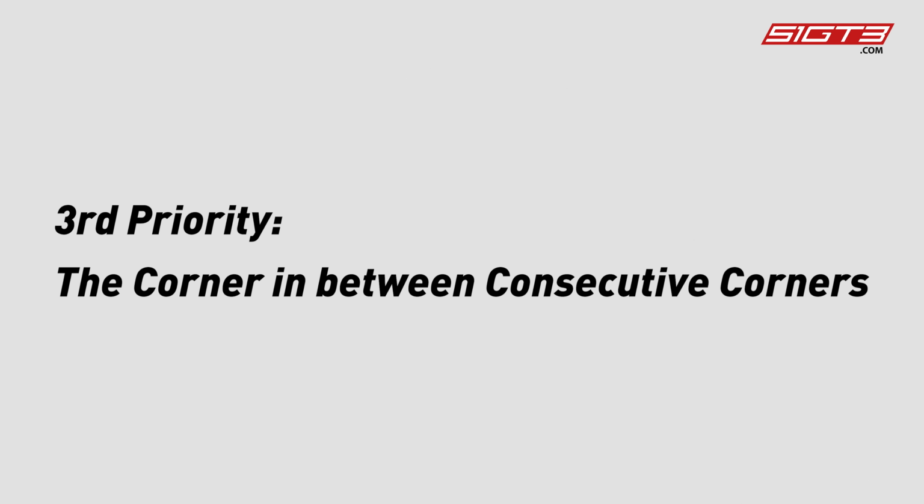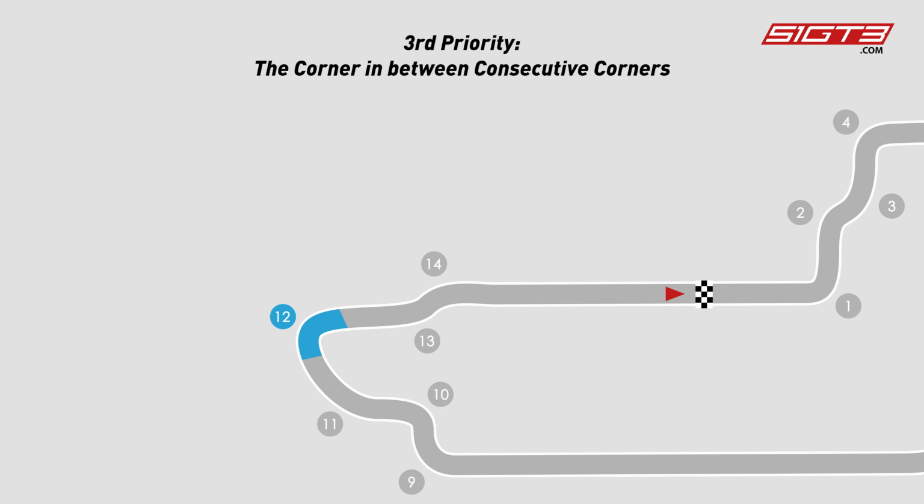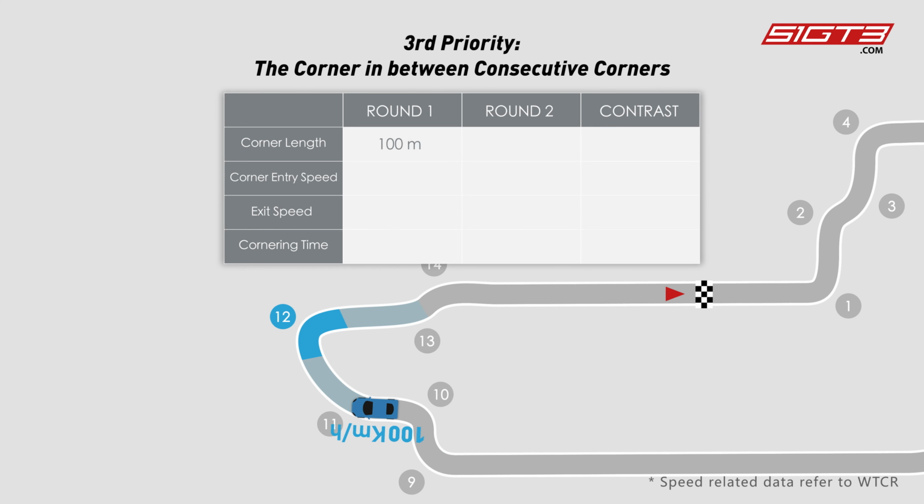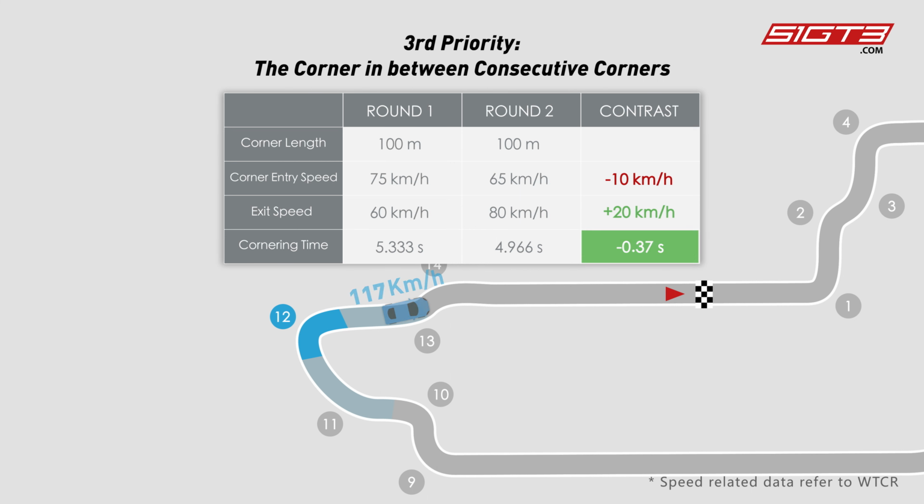Finally, the third priority is the corner that is in between consecutive corners. Take corner 12 as an example. This corner is connected with two low-speed corners before and after, and they are slower and shorter. Before corner 12, the car exited corner 11 at a slower speed, ready to brake again. It can be seen that even though the car has a 20 km per hour exit speed advantage in the current corner 12, it only leads by 0.3 seconds on the track in the end. Therefore, the third priority is the corner that's in between consecutive corners.